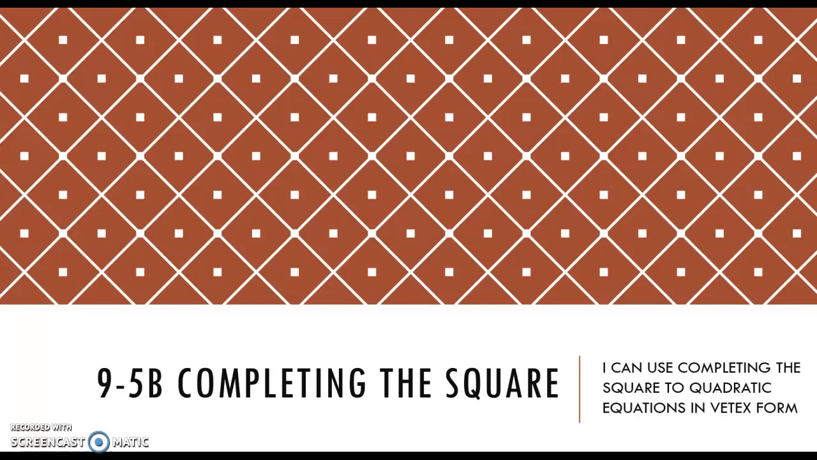For the second half of this unit, you're going to be using completing the square to rewrite quadratic equations that are in standard form in vertex form. We've gone in one direction. We've gone from vertex form to standard form. This is how you go from standard form to vertex form.